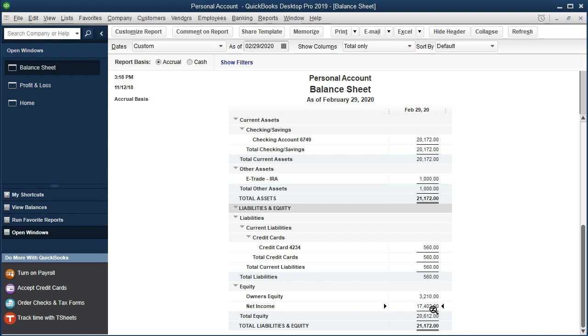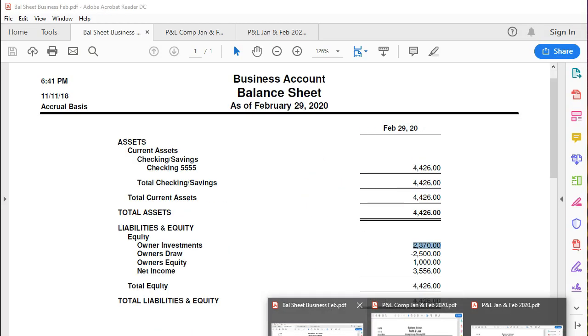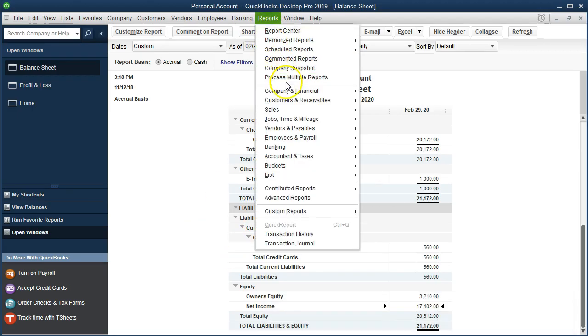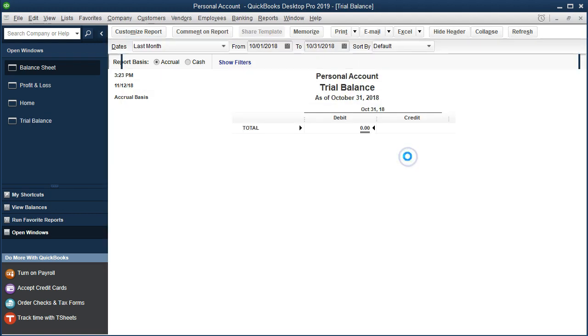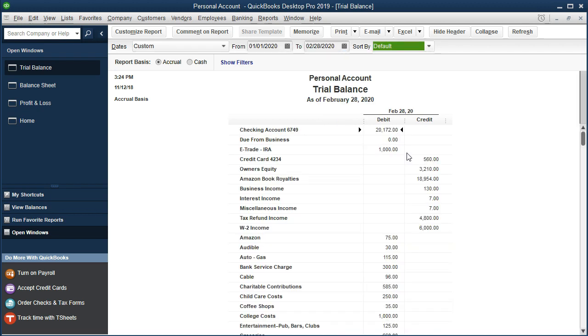Now I'm going to open one other report, which is going to be a trial balance, to help us analyze the difference between these two accounts that we were looking at on the business side. So let's go to the reports drop down, company, accounting and taxes, trial balance. And we'll change the dates from 01/01/20 to 02/28/20. This will give us something like a chart of accounts without the sub accounts, but it has debits and credits, which can be confusing. We don't need to worry about them too much at this time.